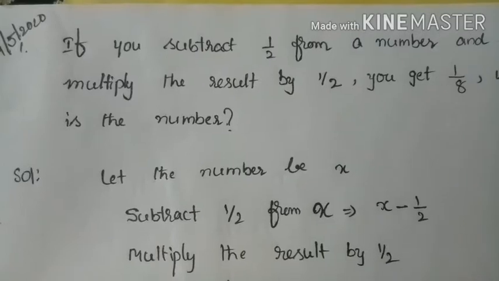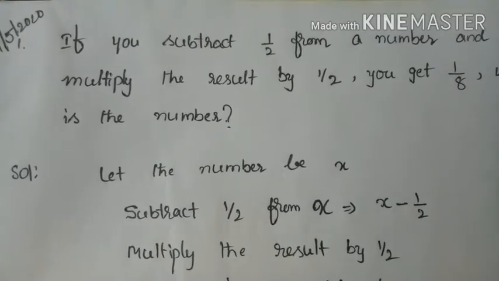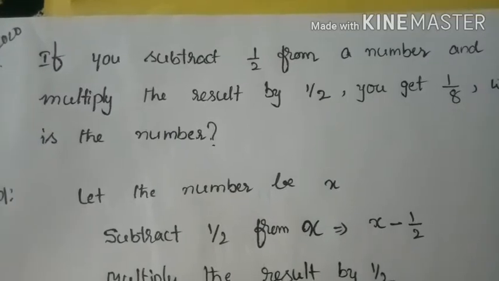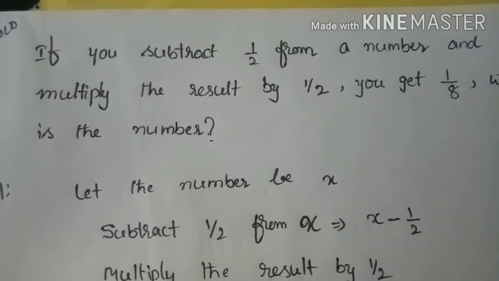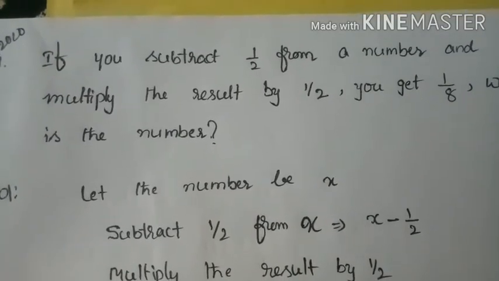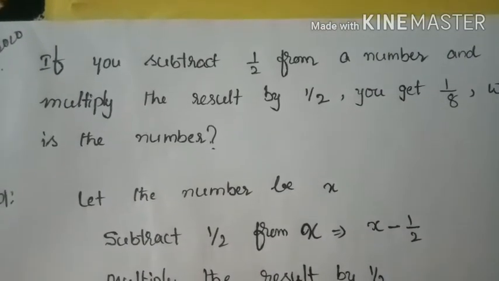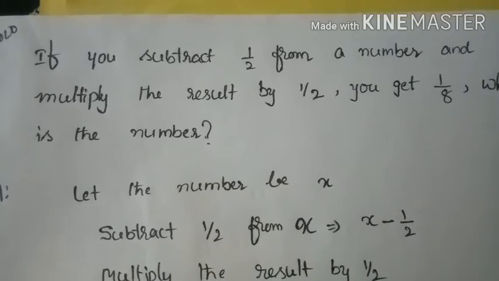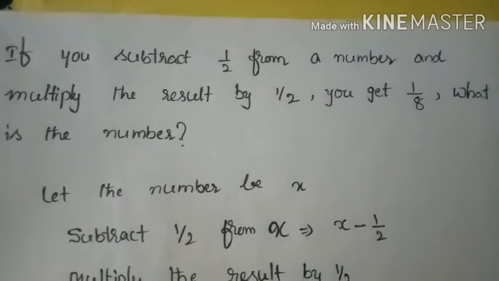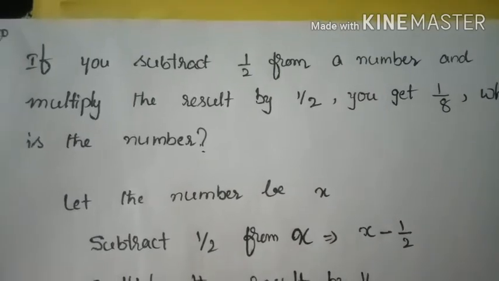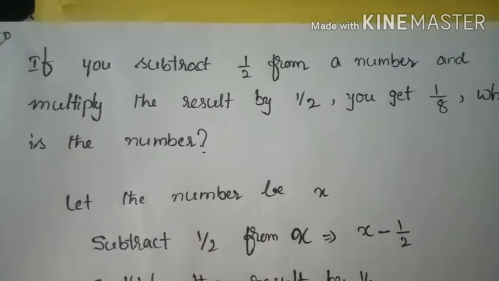So, this is the first sum in exercise 2.2. Okay? So, what is that one? If you subtract 1 by 2 from a number and multiply the result by 1 by 2, you get 1 by 8. What is the number? Yes. So we don't know that number.